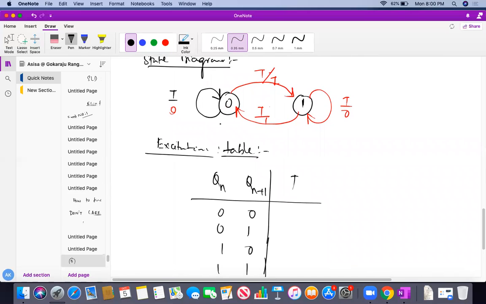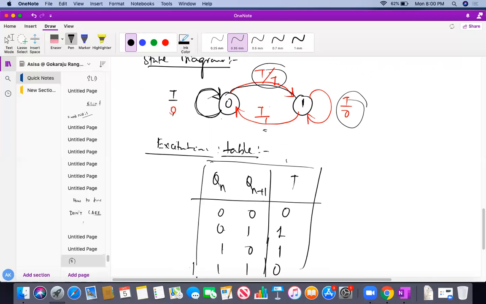So you can see 0 0, present state is 0, next state is 0. What is my T? T is 0. Present state 0, next state 1. What is my T? T is 1. Present state is 1, next state is 0. What is T? T is 1. Present state is 1, next state is 1. What is T? T is 0. So this is my basic excitation table of the T flip-flop.